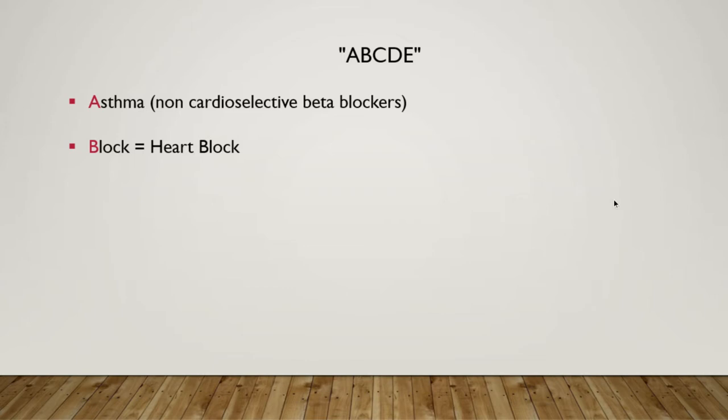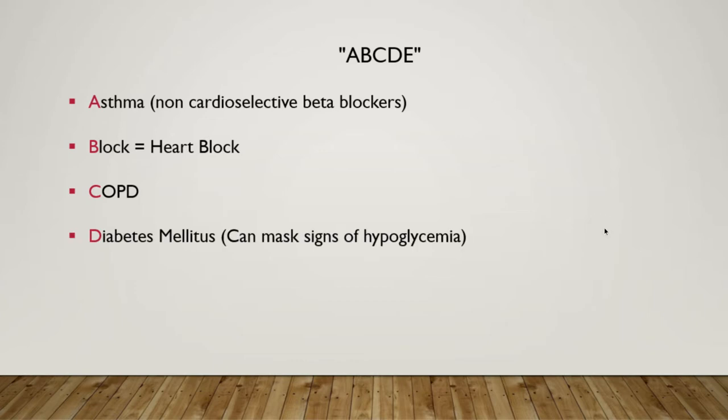B is for block or heart block, and more specifically, second or third degree heart block. So if a patient has a second or third degree heart block, beta blockers are contraindicated. C is for COPD. The D is for diabetes mellitus.